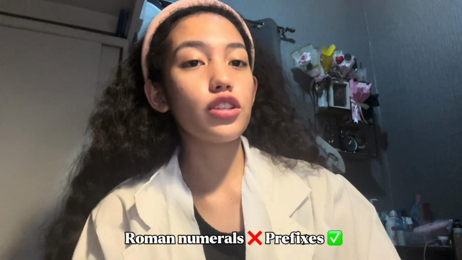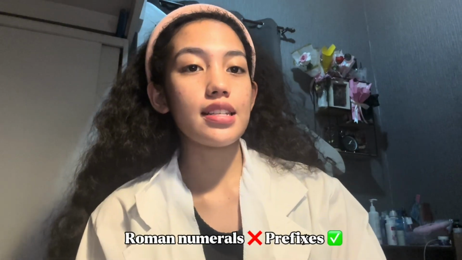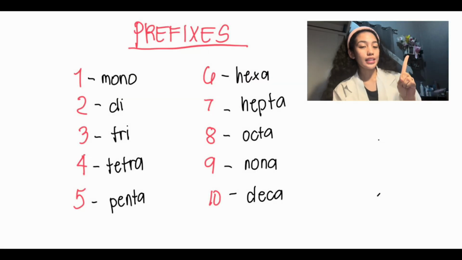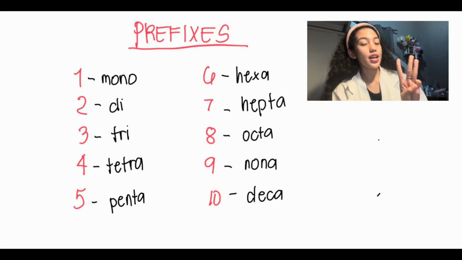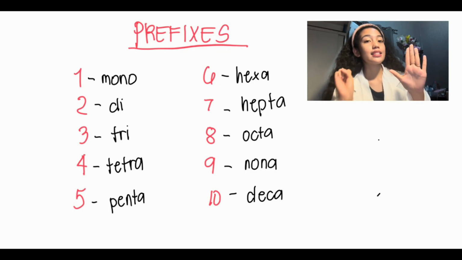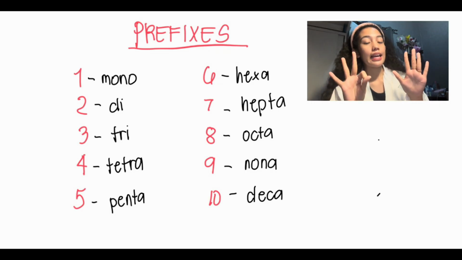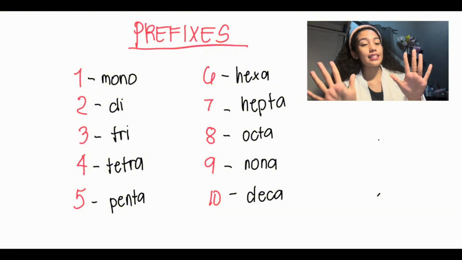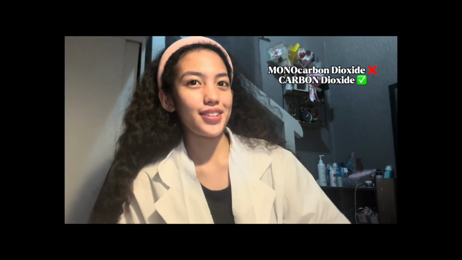And instead of using Roman numerals, we use prefixes to tell us how many atoms are present in a compound. 1 is mono, 2 is di, 3 is tri, 4 is tetra, 5 is penta, 6 is hexa, 7 is hepta, 8 is octa, 9 is nona, and lastly 10 is deca. But here's a little secret. When the first element has only one atom, we usually drop the mono. So we don't say monocarbon dioxide, we just say carbon dioxide.